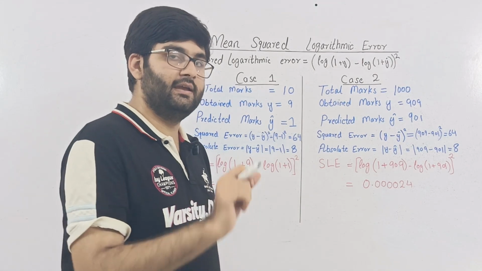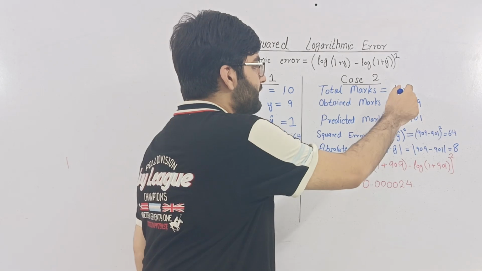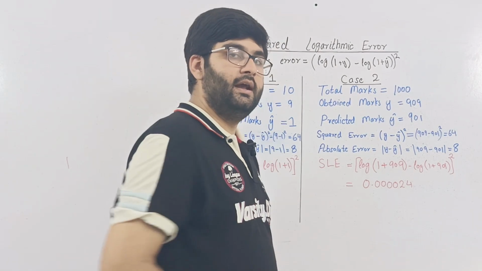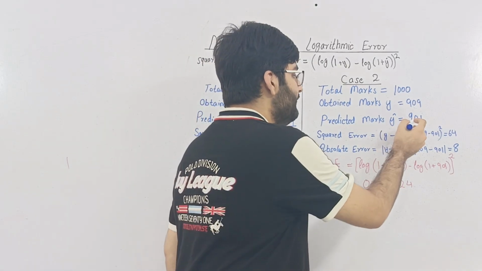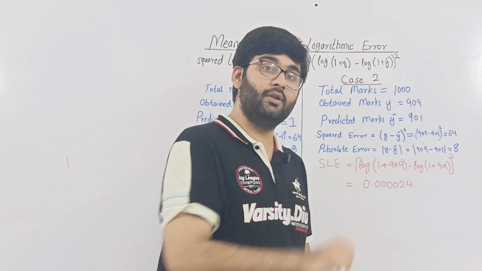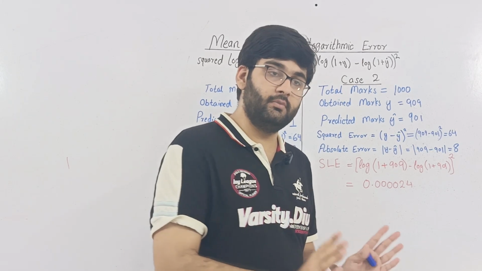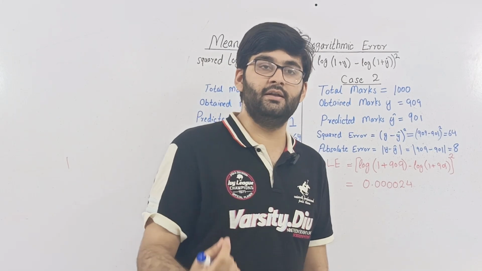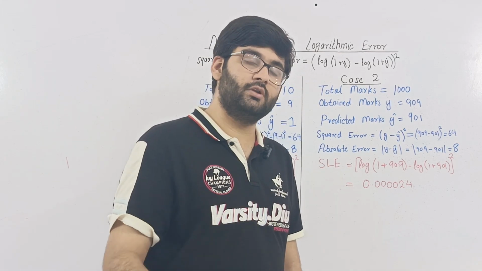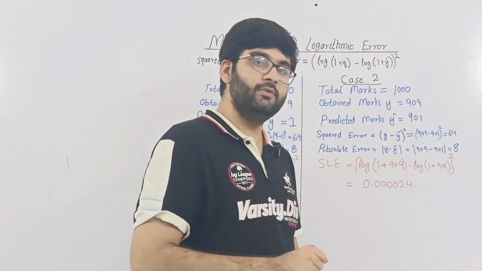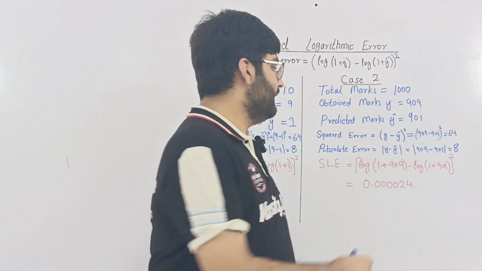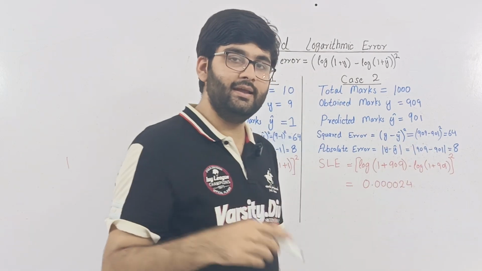Now come to the second case. The total marks are 1000. The student obtained 909 marks and the model had predicted 901 marks. Now the model is close to being accurate. Now the model is performing well because 901 is close to 909 if the total marks are 1000. So if we look at the squared error here, it is again 64 and the absolute error is again 8.